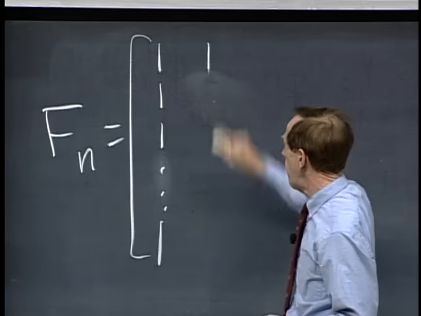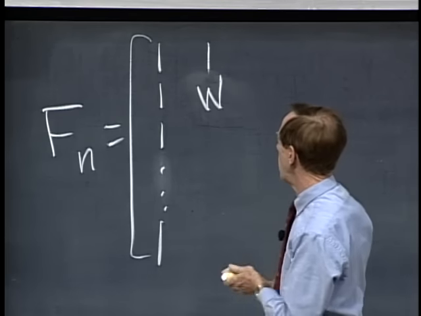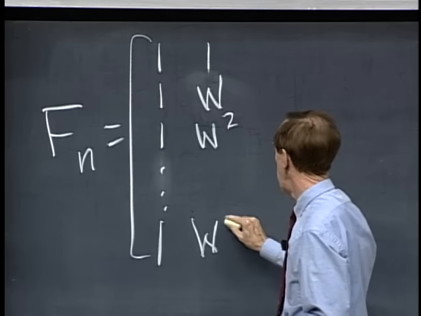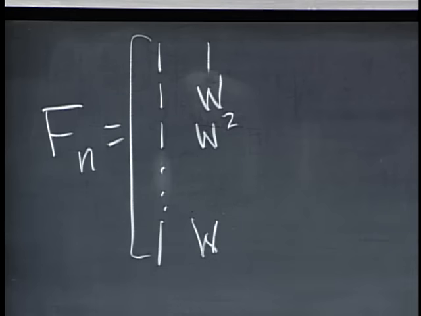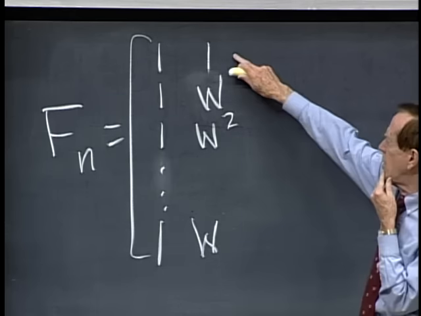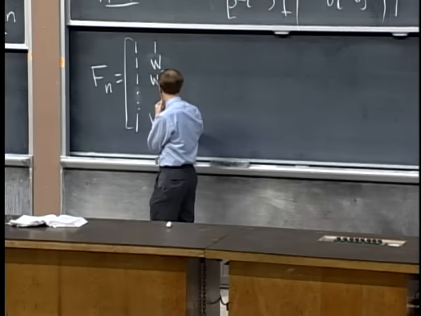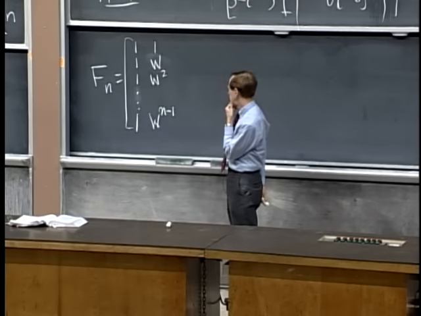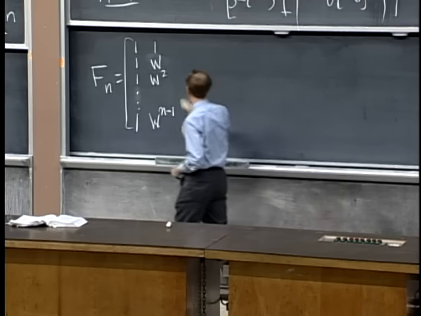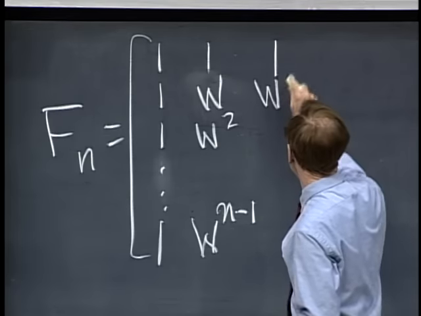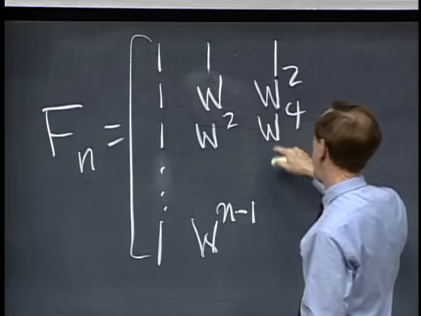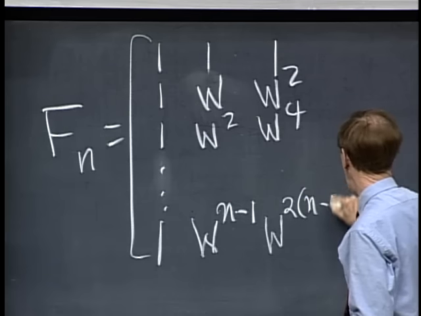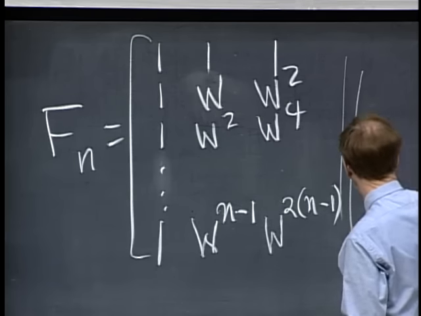So they're the powers of a number that I'm going to call w. w squared, w cubed, w to the... now what is the w here? What's the power? This was the zeroth power, first power, second power. This will be the n minus first power. That's the column. What's the next column? It's the powers of w squared, w to the fourth, w to the sixth, w to the 2(n minus 1). And then more columns and more columns and more columns.